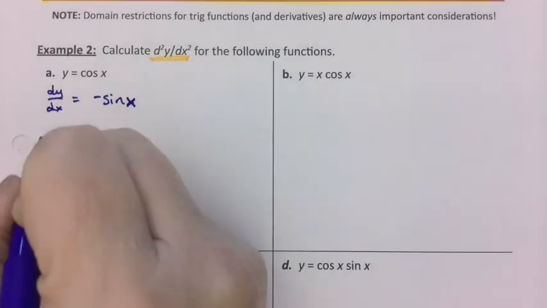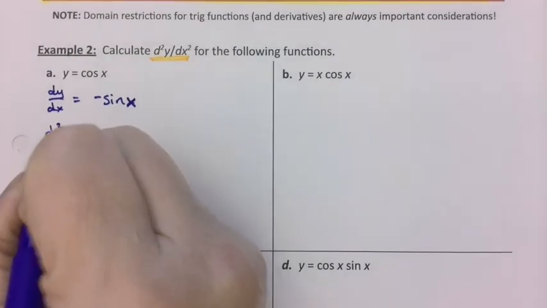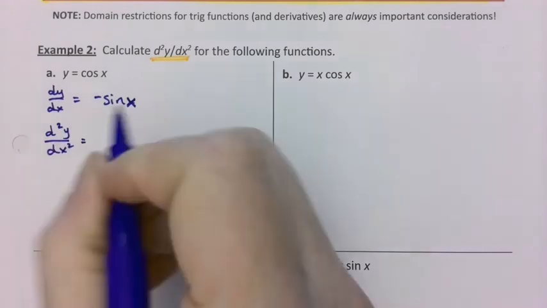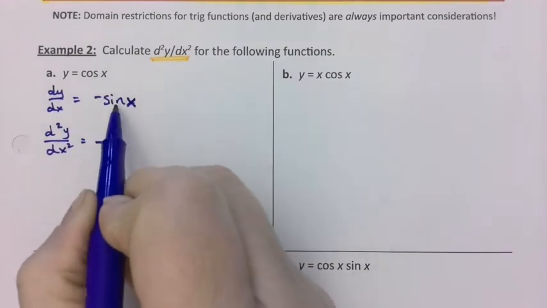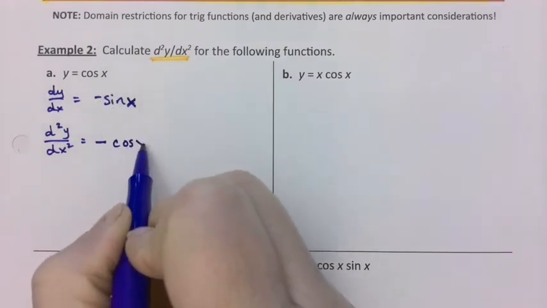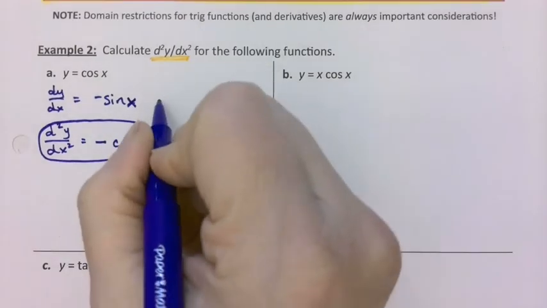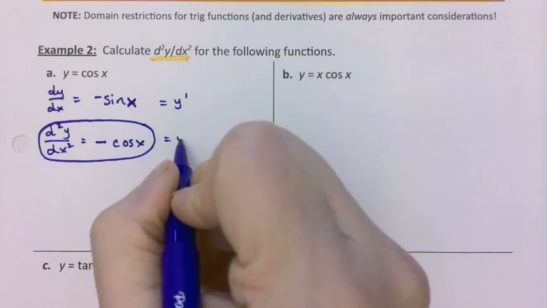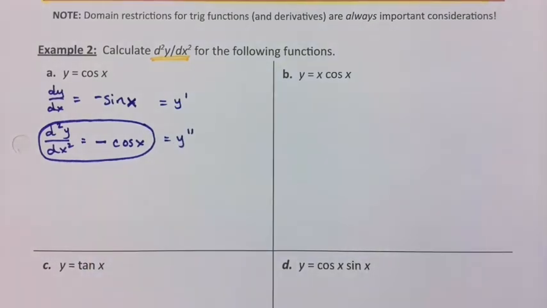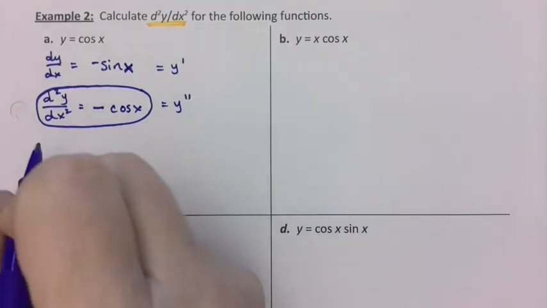Okay, so then the second derivative, which is what they asked us for, is equal to negative the derivative of sine, which is cosine of x. And there we have it. Now, just in case you're wondering, this would be y prime, this would be y double prime, if you want to use that notation. Then we have the third derivative.